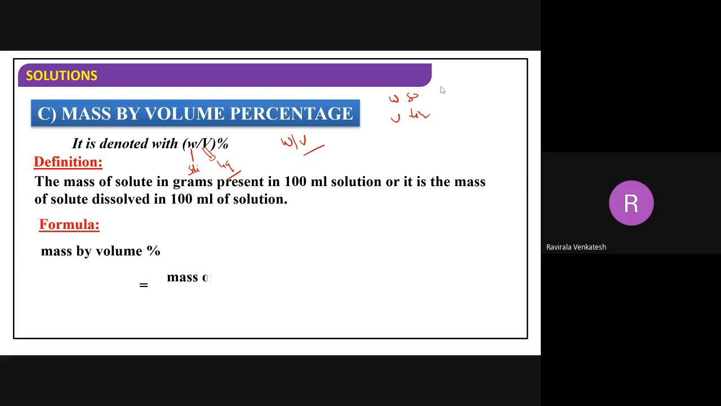What is the formula? Mass of the solute divided by volume of the solution into 100. Definition derive करने के लिए यहाँ पर आपको कितना लेना है? 100 लेना है, 100 ml. तो अगर आपको आएगा the amount of mass of solute in grams, ये तो ग्राम हो जाएगा, in 100 ml of the solution is called what here? Mass by volume method. Right? Now we'll do some problems better.